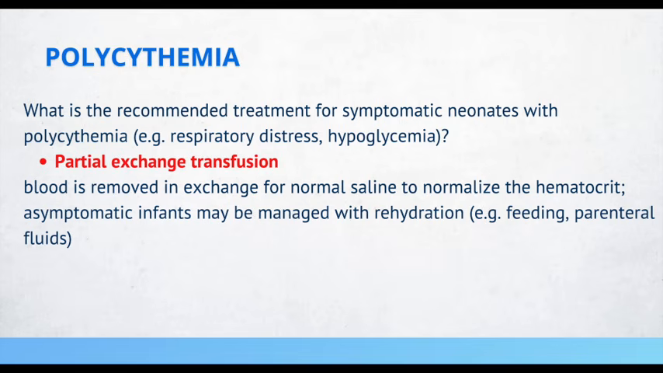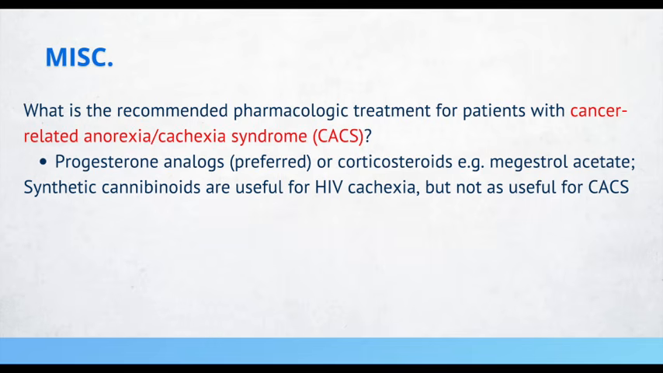So let's go through some miscellaneous but extremely high yield facts. What is the recommended pharmacologic treatment for patients with cancer-related anorexia cachexia syndrome? So progesterone analogs are preferred, or corticosteroids. Also, you can give synthetic cannabinoids for patients with HIV cachexia, but they are not very useful for patients with cancer-related anorexia cachexia syndrome.